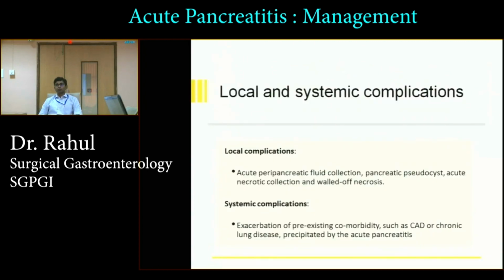So there are various local and systemic complications of pancreatitis as stated. Local complications include acute peripancreatic fluid collection, pseudocyst formation, necrotic collection or walled-off necrosis, which I will classify in subsequent slides. But systemic complication is termed as exacerbation of pre-existing comorbidity such as CAD, that is coronary artery disease, or chronic lung disease, precipitated by acute pancreatitis. So in the setting of acute pancreatitis, the comorbidities that are pre-existing in the patient exacerbate. That is the systemic complication of acute pancreatitis.